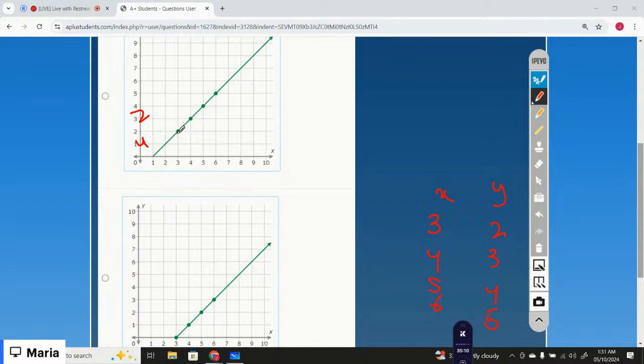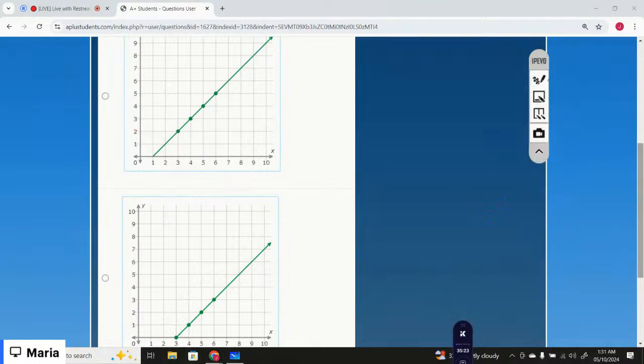X is 3, y is 2. Here you have, x is 4, y is 3. X is 5, y is 4. Option number 1 is the correct option. The correct option is option number 1.